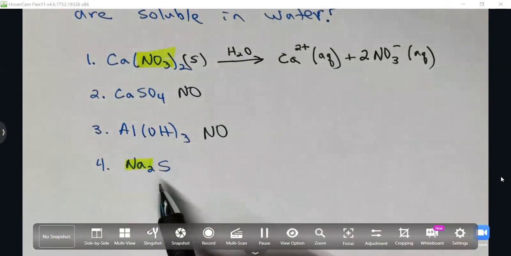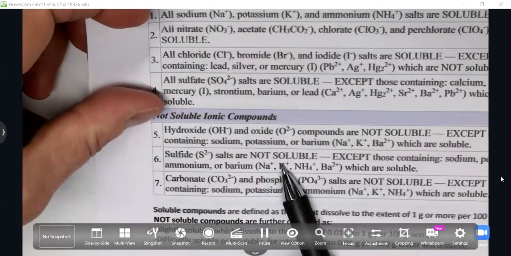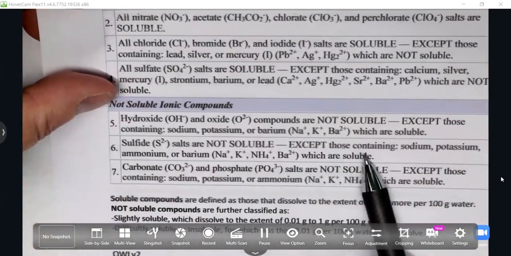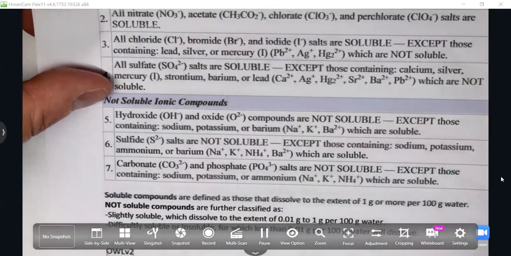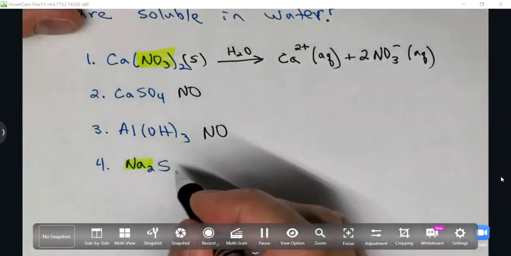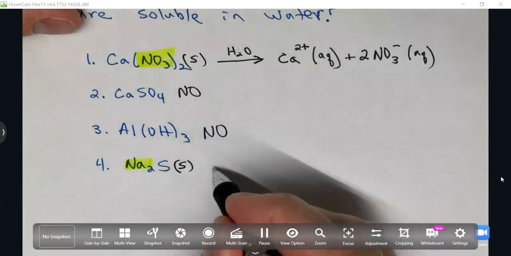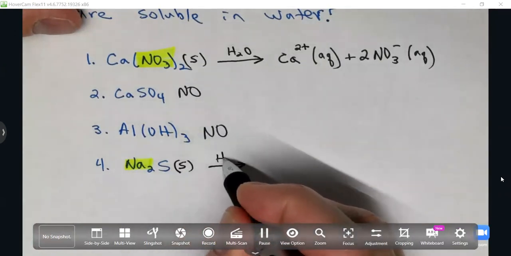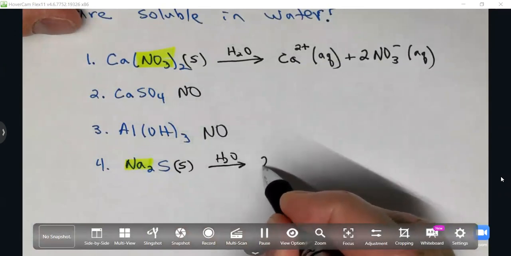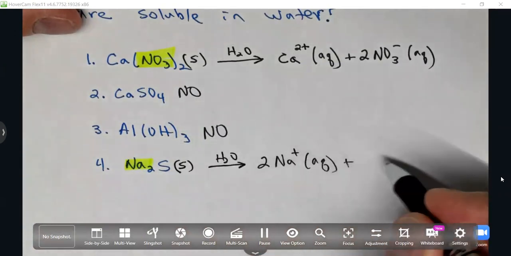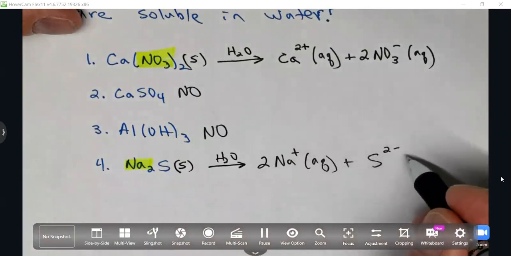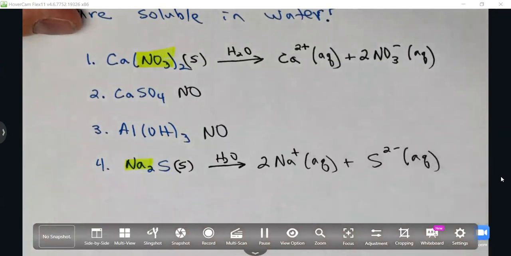Then we have sodium sulfide. There is a line on here that says sulfide salts are not soluble except those containing sodium, potassium again, group 1. So this would dissolve to 2Na+ aqueous plus S2- aqueous.